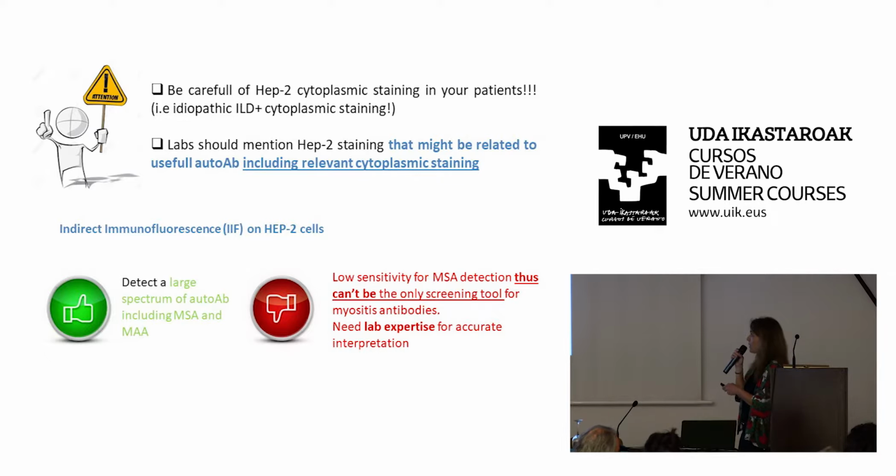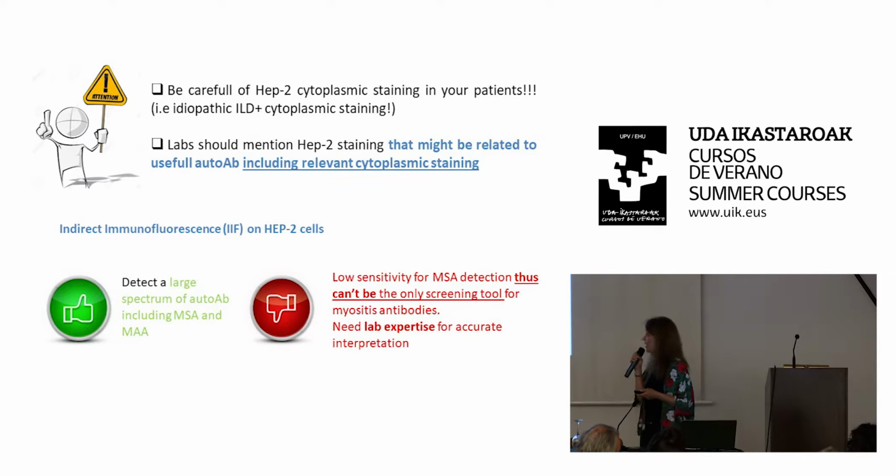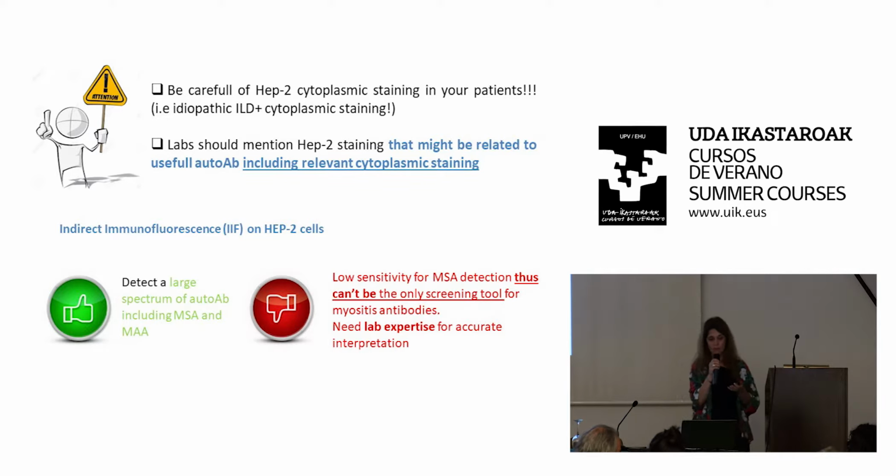For example, if you have an idiopathic interstitial lung disease patient and a cytoplasmic staining that is specific, like I showed you before, you must be aware of this cytoplasmic staining and discuss with the lab to perform new analysis if the clinical status is in favor. But on the other hand, labs should mention cytoplasmic HEp-2 staining that might be related to useful antibodies. If they do not, you don't have the information. So it's really important that the labs you are working with are able to detect those kind of cytoplasmic staining.